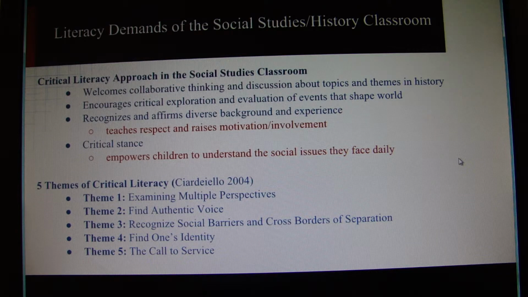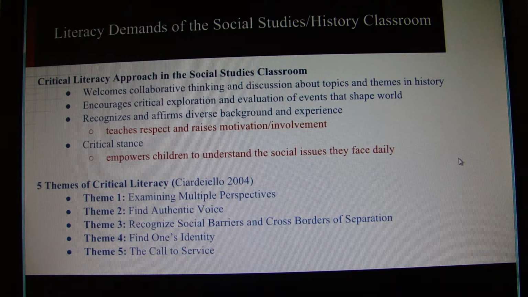Theme 1 is examining multiple perspectives. This teaches students to ask questions that will raise critical awareness, approach text from multiple perspectives, and search for missing or silenced voices in text. We don't often think about the people who we haven't heard from. We just hear one point of view, so I thought this was interesting. Theme 2, find the authentic voice. Understand that voices heard may be privileged voices. They may be biased, and some are not heard.